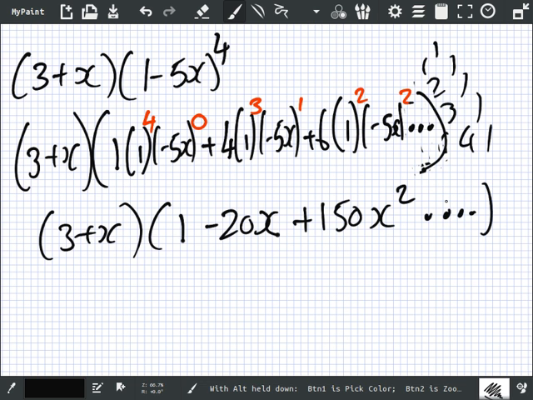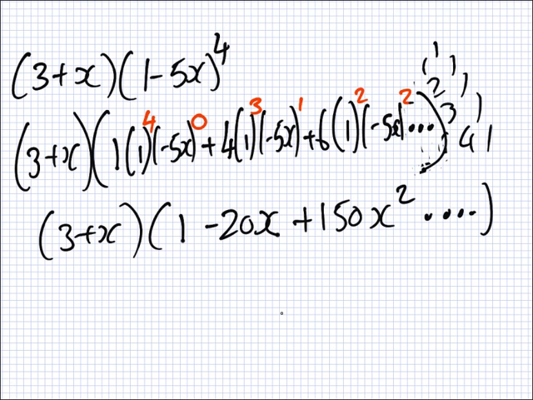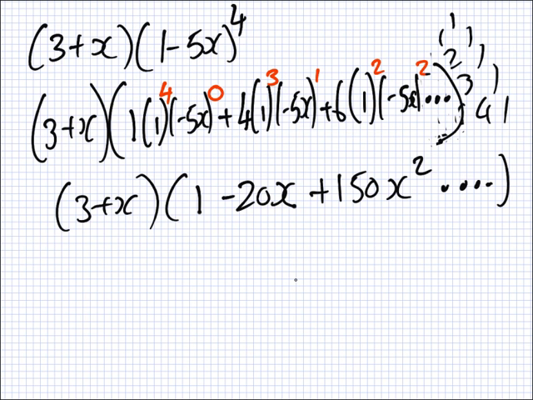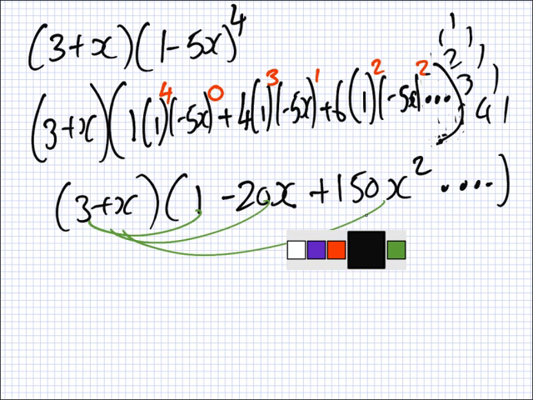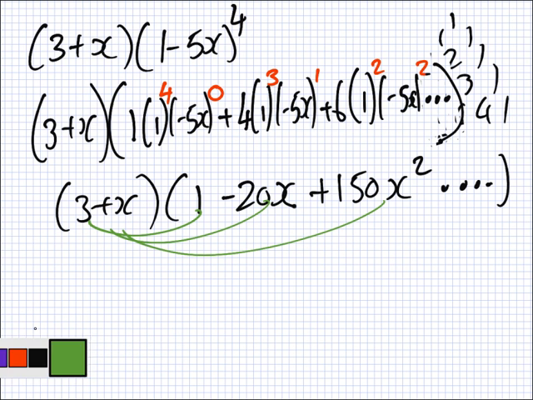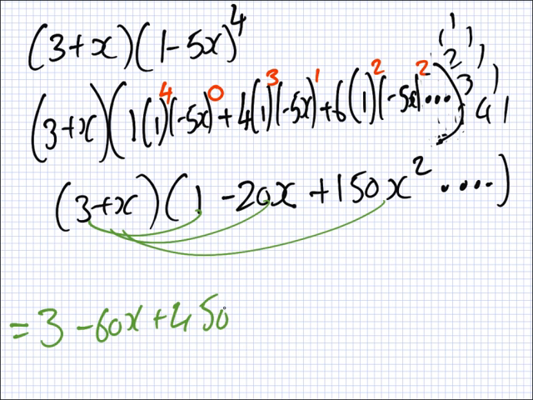Now we have to do multiplications, but I don't have to do all the multiplications. I just need the ones that will make a quadratic. So I'll have to do 3 times all of these. Let's do that one, I'll do it in green here. So that's 3 minus 60x plus 450x squared.